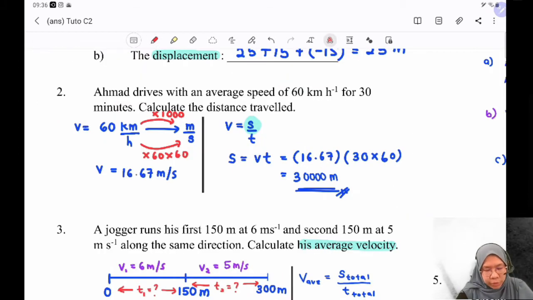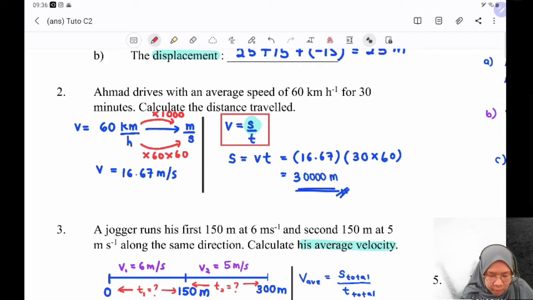Right, so now we go to number 2. Ahmad drives with an average speed of 60 km per hour for 30 minutes. Calculate the distance travelled. Okay, so ni awak kena kira distance travelled dan diberi adalah velocity. So awak kena cari formula yang melibatkan velocity, time dan juga distance. So this is the formula over here. V is equals to S over T. Okay, V telah diberi kepada kita. Time juga telah diberi. Cuma sekarang kita kena cari distance travelled.